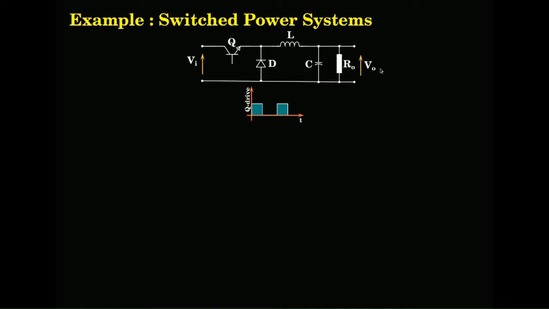And we will operate the drive for the switch Q in this fashion, so that when you have the pulse, this is on, this is off, it will be charging up the inductance and the capacitance. And when the Q is off, inductor will be freewheeling through the diode. So, this is the basic operation of your buck converter.